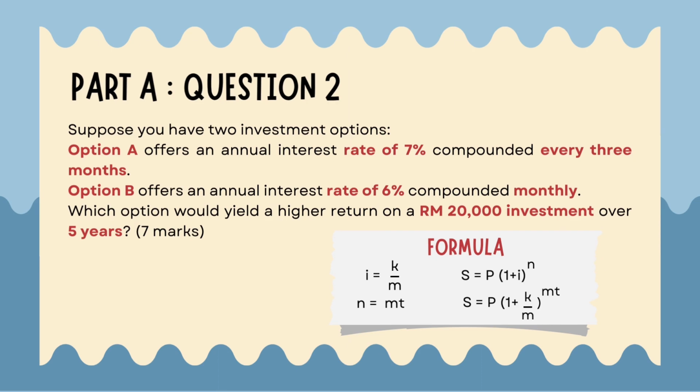S equal to P(1 + i) to the power of n, which is equivalent to S equal to P(1 + k over m) to the power of mt, because i equal to k over m and n equal to mt, which is m multiplied with t. Now let's substitute the values.